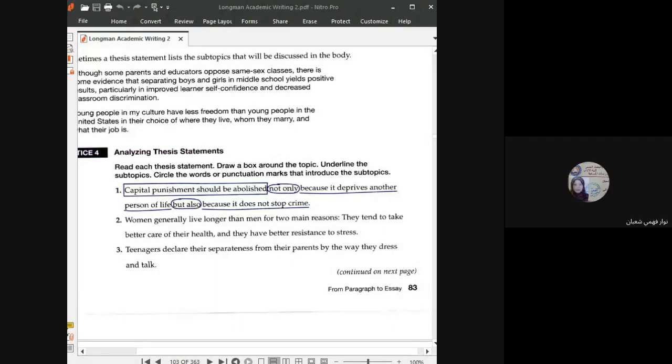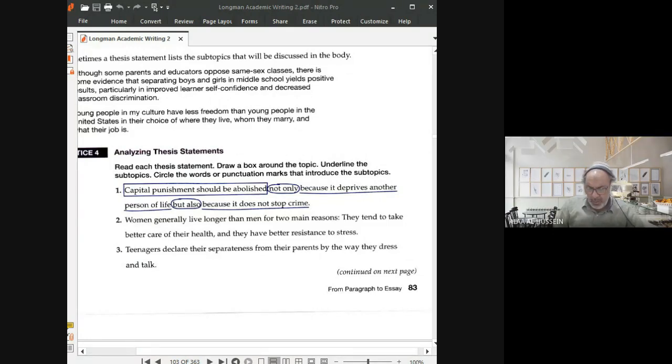Yes, please. Topic is capital punishment, and the controlling idea should be abolished. The subtopic is because it deprives another person of life, and because it does not stop crimes. And the signaling of the subtopics are the words not only and but also. Okay, thank you very much.